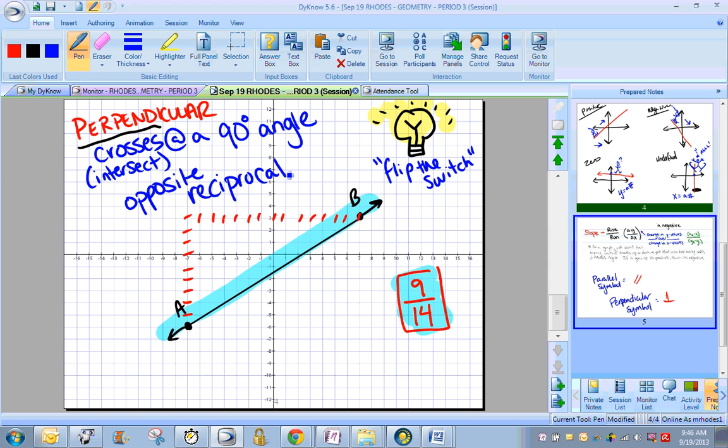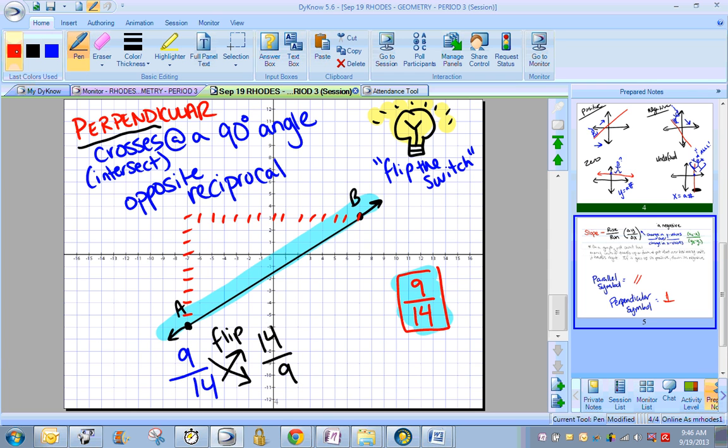Here's how you can tell if the slopes are opposite reciprocals and if the lines are perpendicular. Start with the slope of a line that you're given. So we have 9 over 14. The first thing I want you to do is flip the numbers. Here's our flip. So when we flip the numbers, 14 goes to the top and 9 is at the bottom. Does everybody see that? Okay.